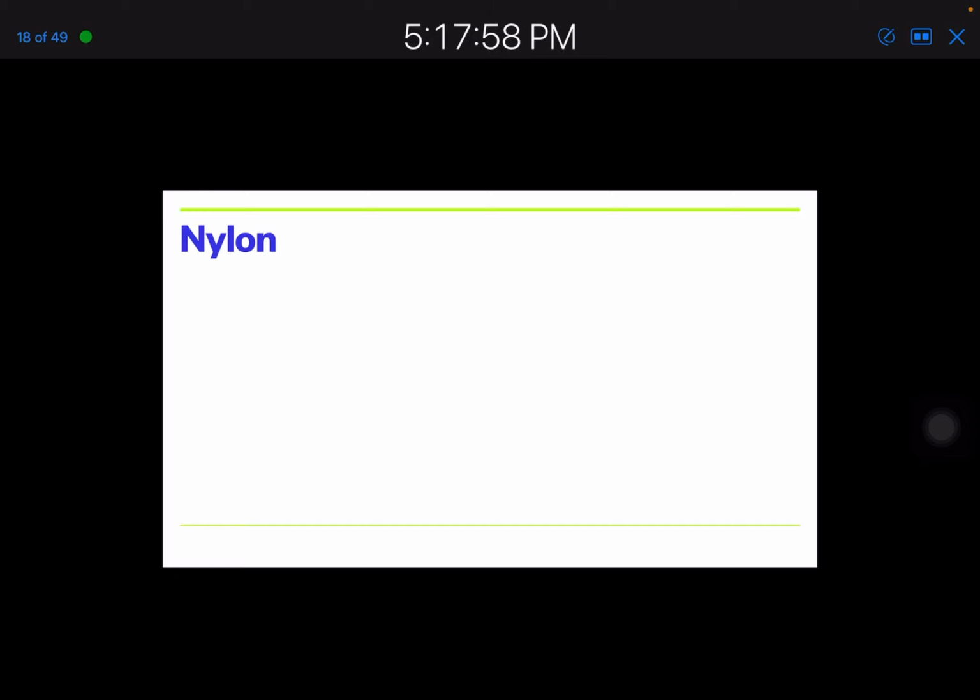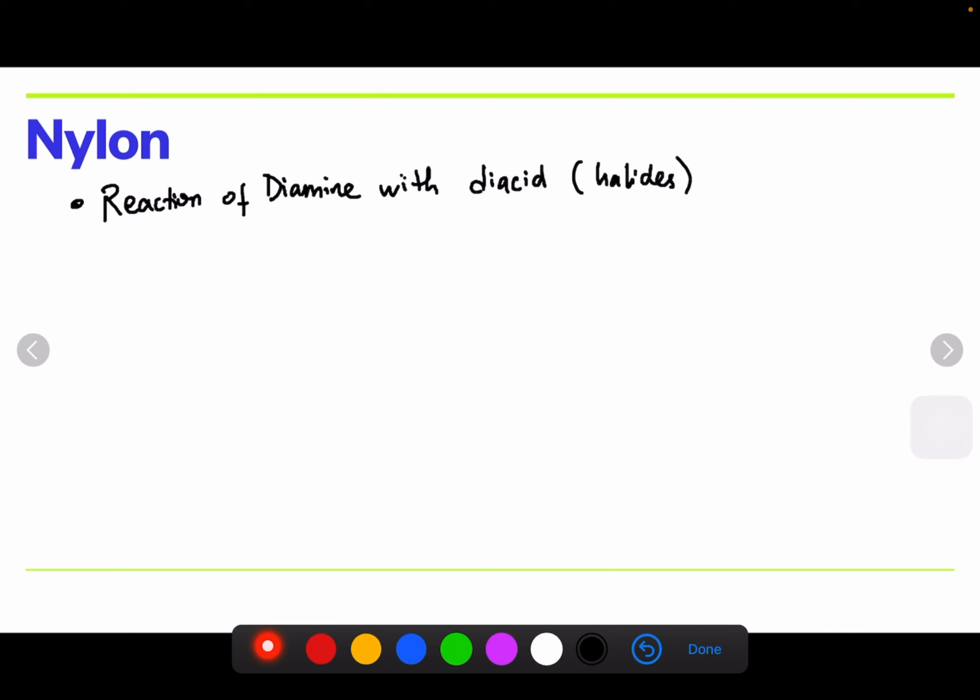So nylon usually is based on, let's start with the reaction of diamine with the diacid, carboxylic acid, or halides. So we start with the diamine. We need to make sure that we have the amine group in both ends of the monomer. The R can be aromatic, can be aliphatic, can be linear. And then plus the diacid.